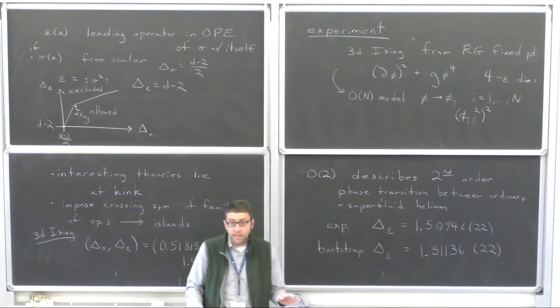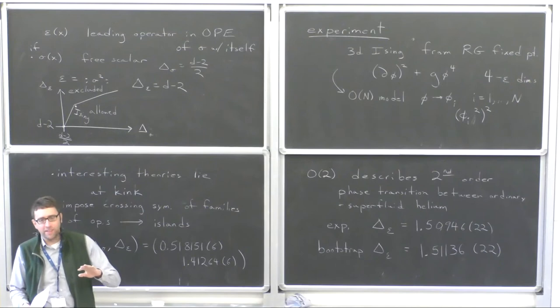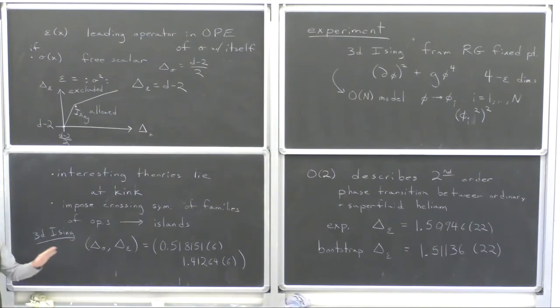Okay, that's all I wanted to say about the bootstrap without boundaries and defects. And so now I want to move back to the theme of these lectures, which are defects and boundaries. Are there questions about this before I move on?